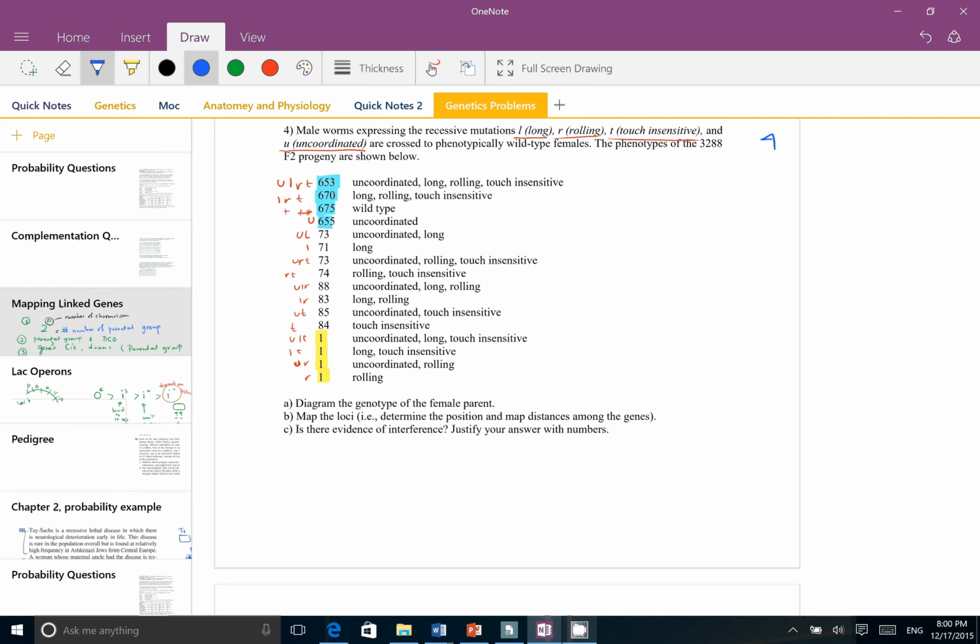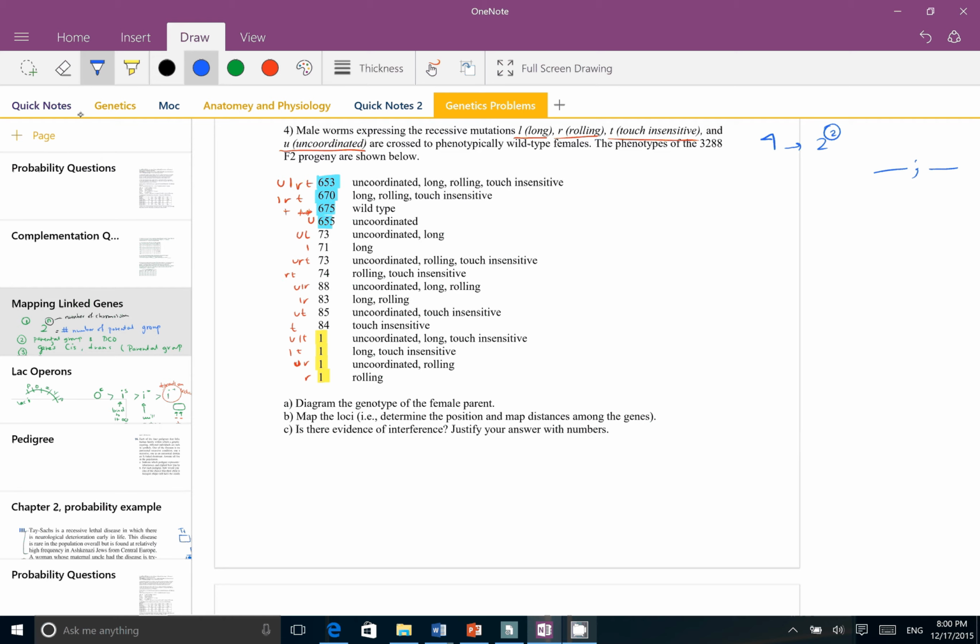Since I have 4 parental groups, it means it's 2 to the power 2. So it means I'm dealing with 2 chromosomes. Okay, so I know that I have 2 chromosomes. If I have 2 chromosomes, I want to figure out which one goes on which side, right?